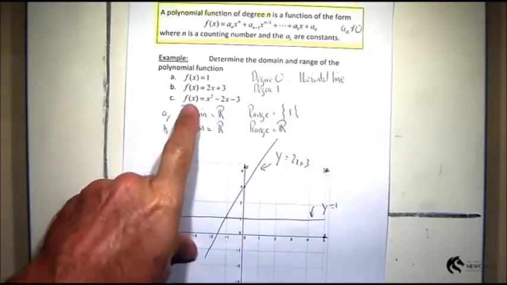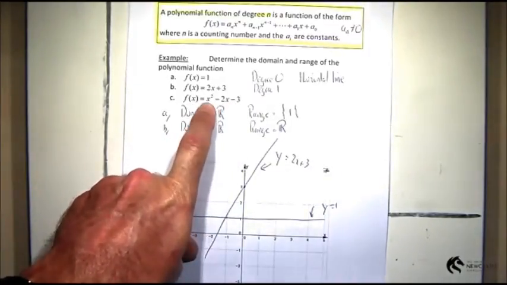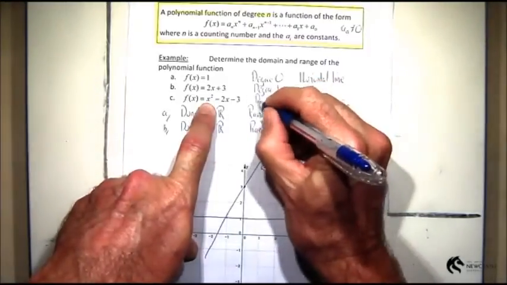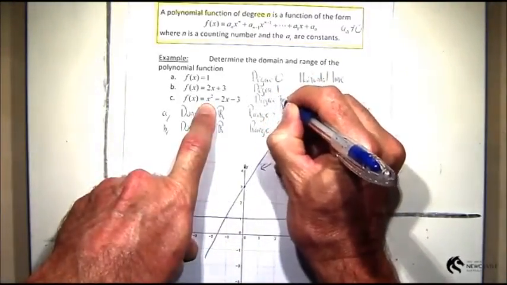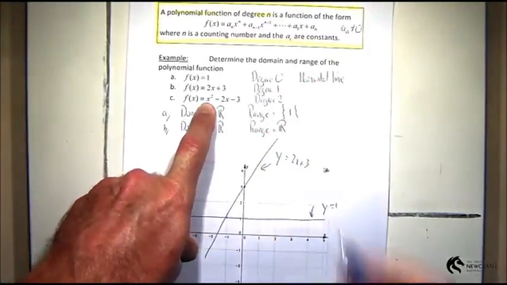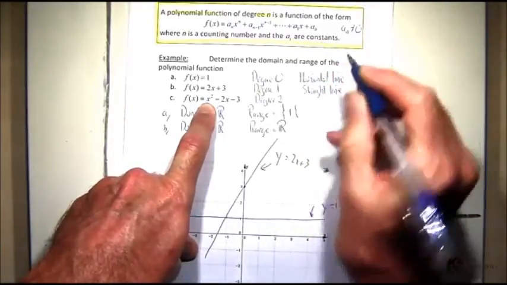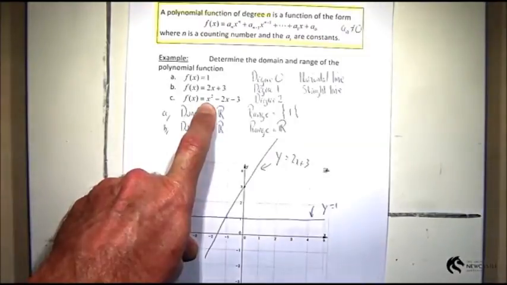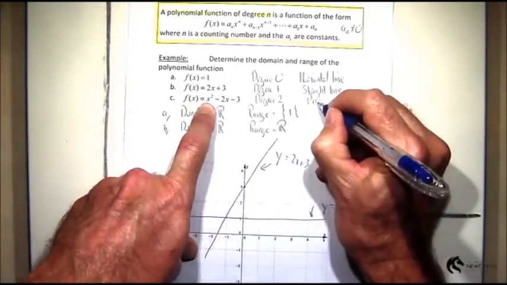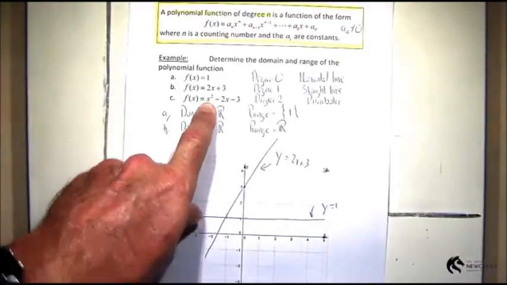This one, part C, we've now moved up and we now have an x squared term. So this is a polynomial function of degree 2. So this one was a straight line. We know from last time that the graph of a polynomial, or of a quadratic function, is in fact a parabola. So the graph of this one is going to be a parabola.